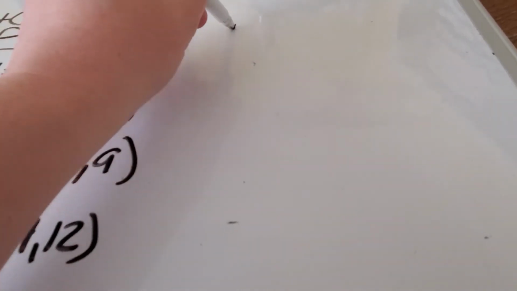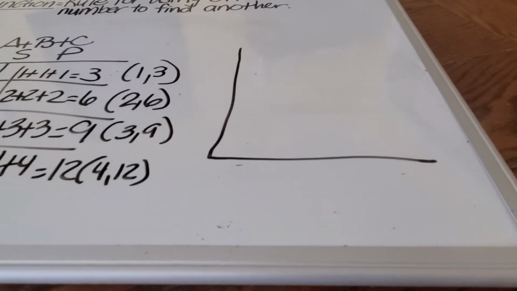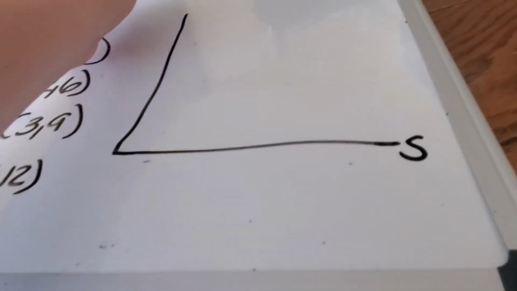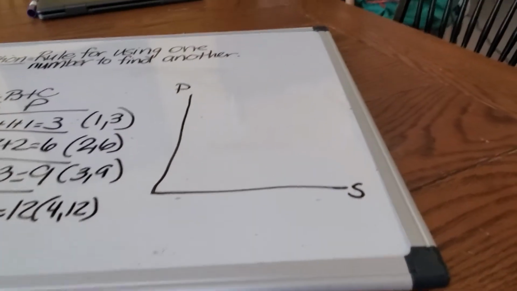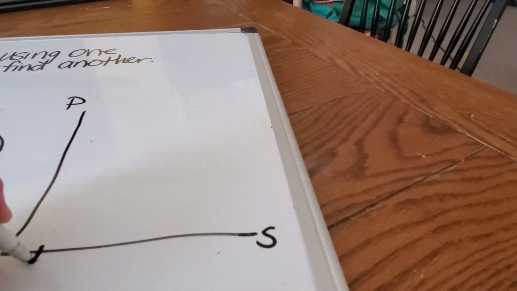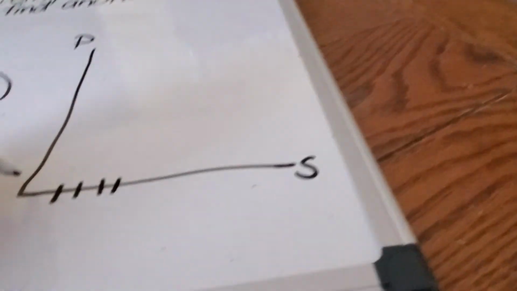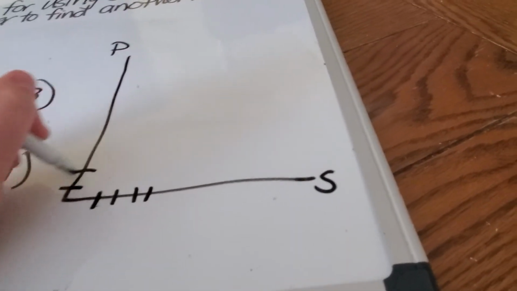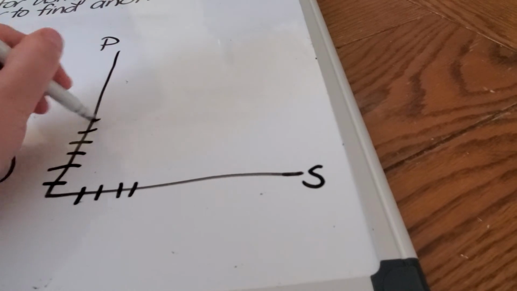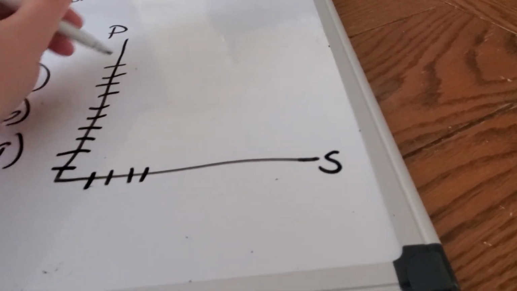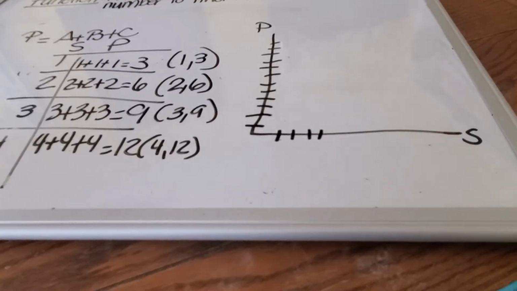So if you're going to graph it, they did it in your book, but if you were having to do it yourself, you just draw out your graph again. Your S, that's going to be like your X. And your P, that's going to be like your Y. So I'm going to go over, let's go ahead. I know I'm going to need 4 of those. And then I've got to have 12 going up. 2, 3.